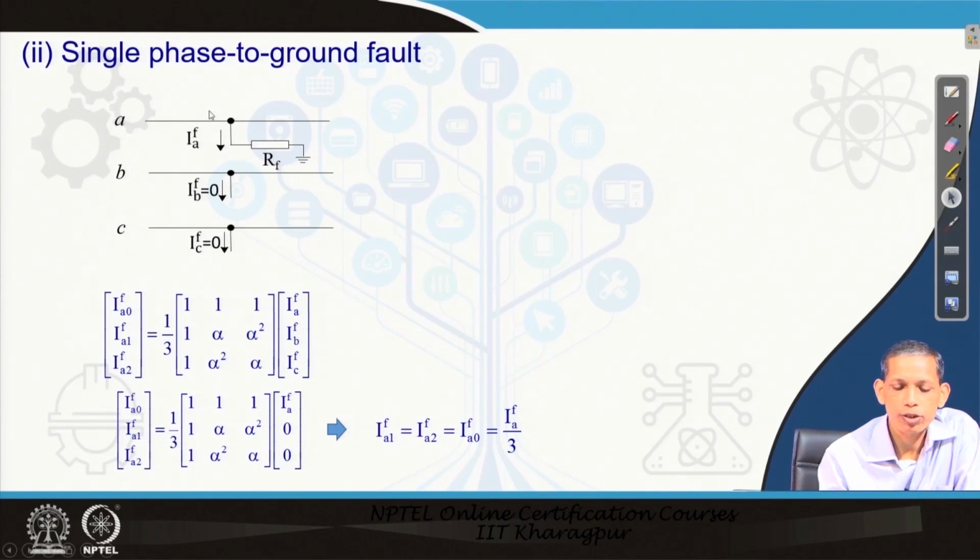Extending this concept to the single phase to ground fault, let us say a phase A to ground fault, as shown here, happens through a fault resistance RF, and the IB and IC components are 0 in this case.